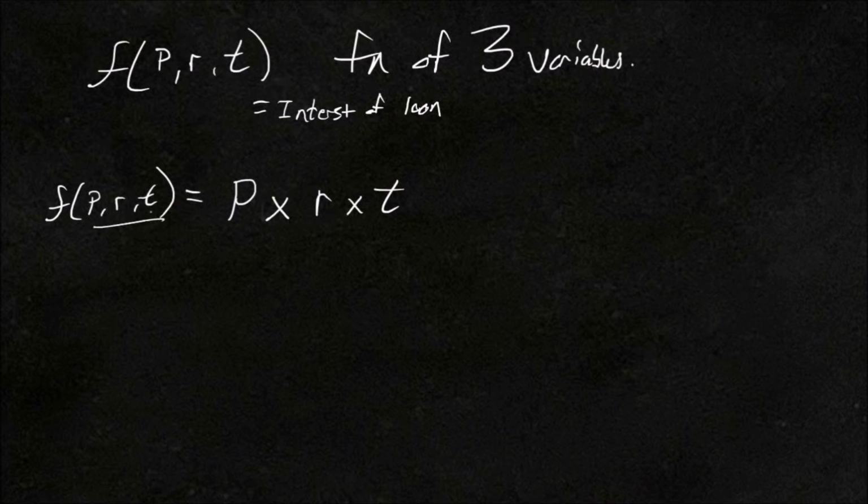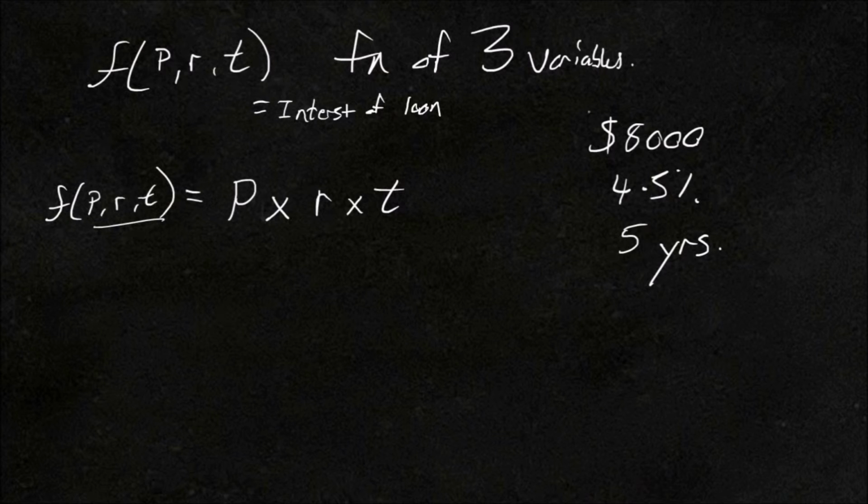So you can see here there are 3 different variables, and we won't get an output until we put all 3 variables in. So if we choose the loan of, say, $8,000 at an interest rate of 4.5%, and we want to take that over 5 years. We've got our principal amount, our interest rate, and our time. So now we have our 3 values for our variables.